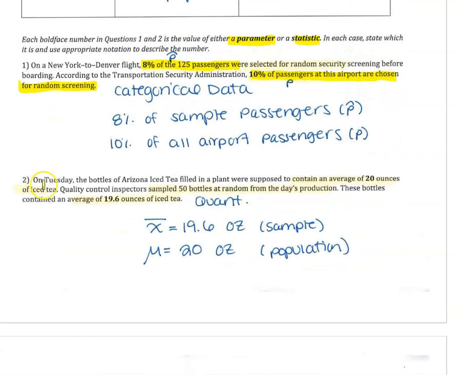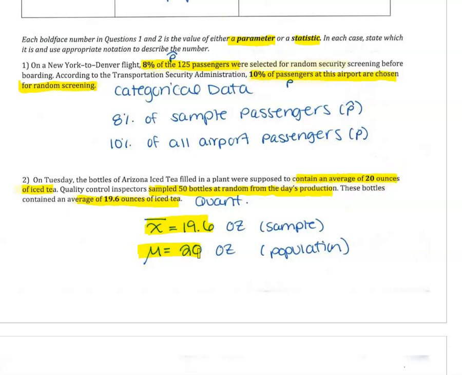For question 2, on Tuesday, the bottles of Arizona iced tea filled in a plant were supposed to contain an average of 20 ounces of iced tea. Quality control inspectors sampled 50 bottles at random on the day's production. These bottles contained an average of 19.6 ounces of iced tea. So right there, sampled 50. Okay, that's telling you that this 19.6 is representing an X bar. And this is quantitative data because we're measuring it with units like ounces. You have this many ounces in your sample of bottles. On average, though, at the plant, we should have 20, and that's your population mean.